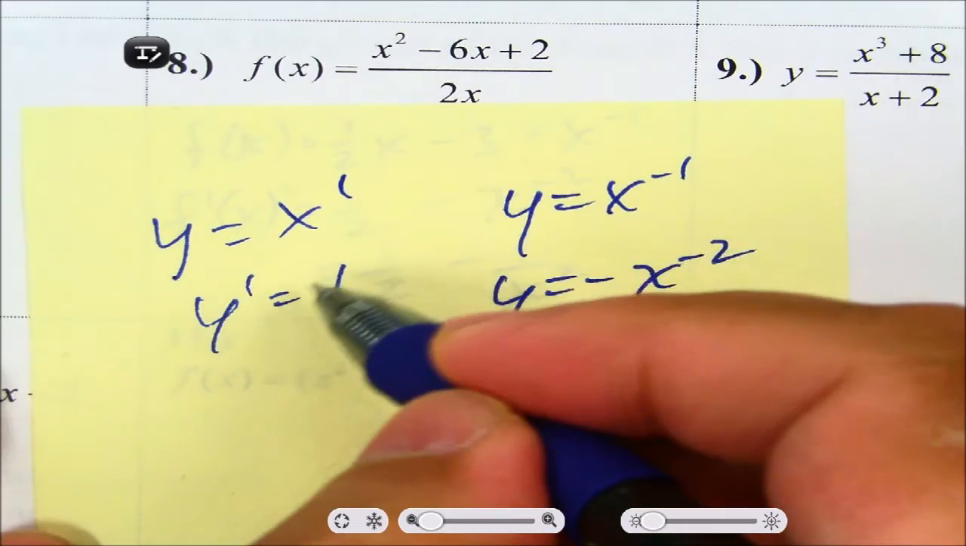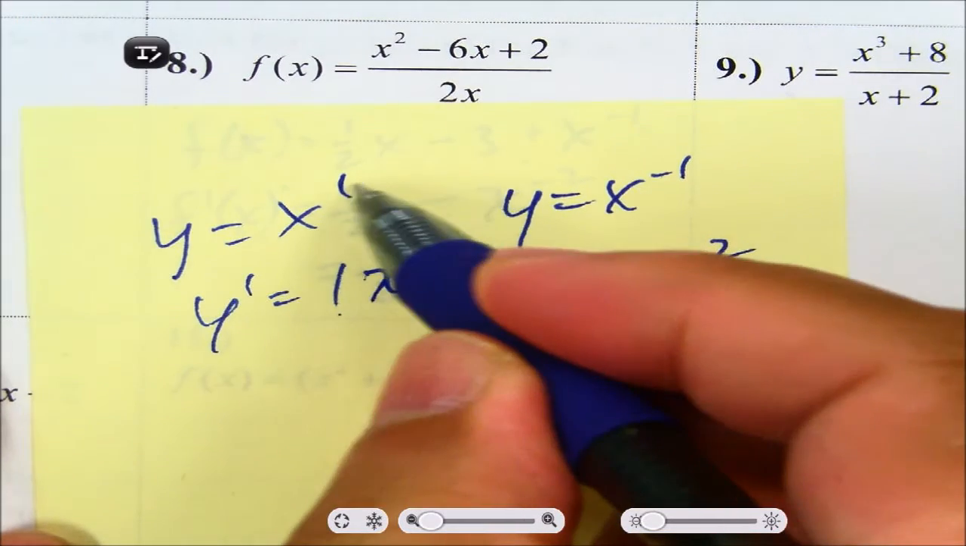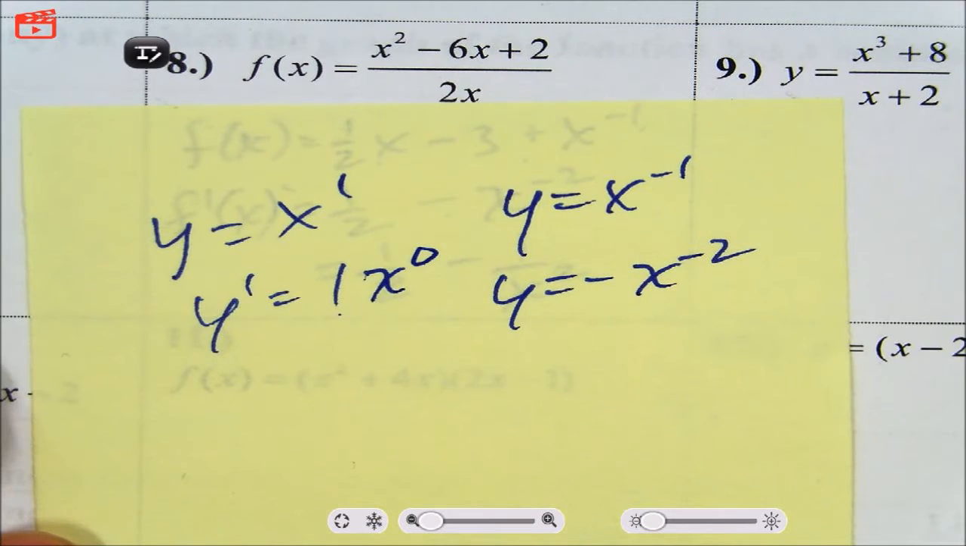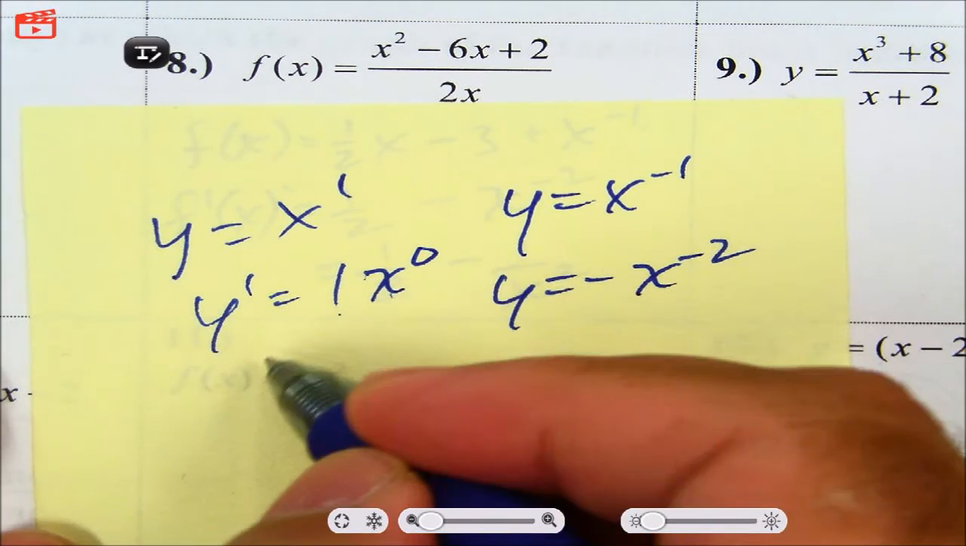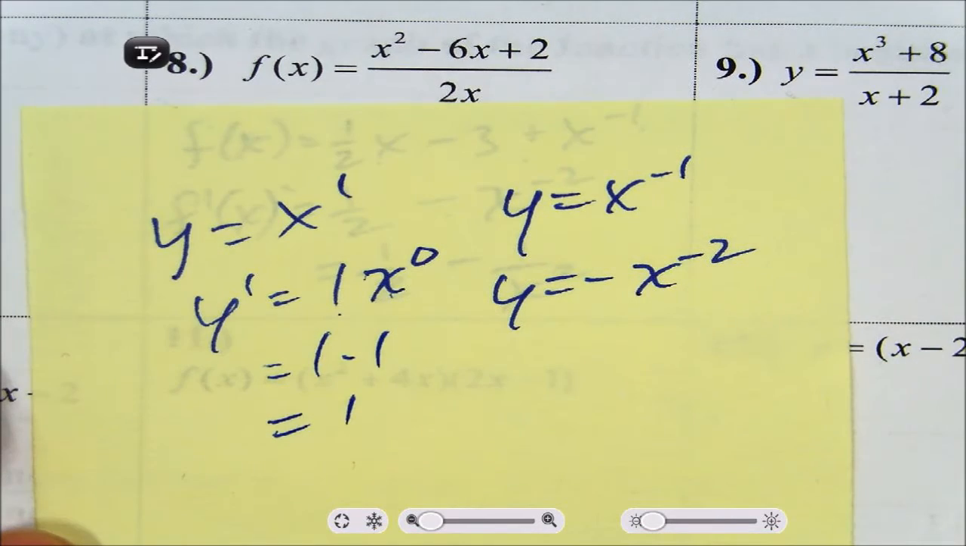Alright, so you bring 1 down, so that's the 1, and you subtract 1 from the exponent, so that's 0. Okay? What is x to the 0 power? 1. Right. X to the 0 power is 1. So it's 1 times 1, or just 1.